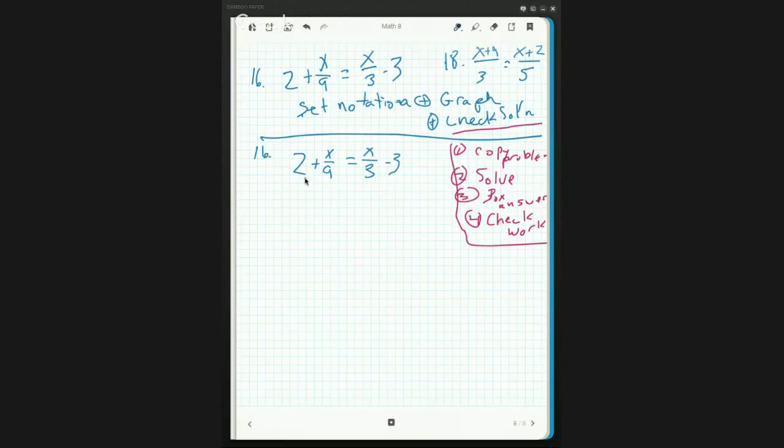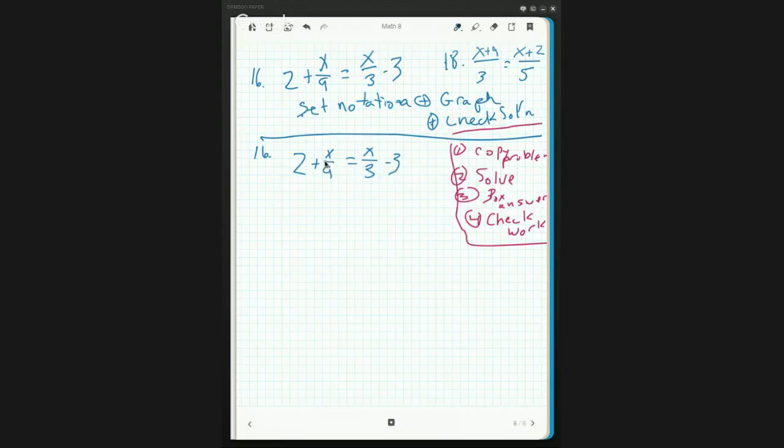Mr. Lipscomb, I hate fractions. So what I'm going to do on both sides of this equation is look at a number that I can multiply everything through by and get rid of all the fractions. And I see that that number is 9.